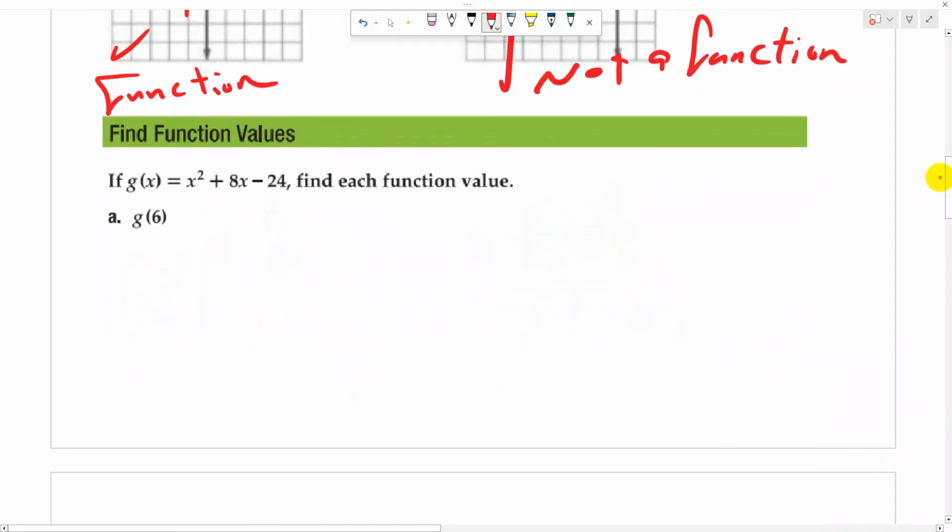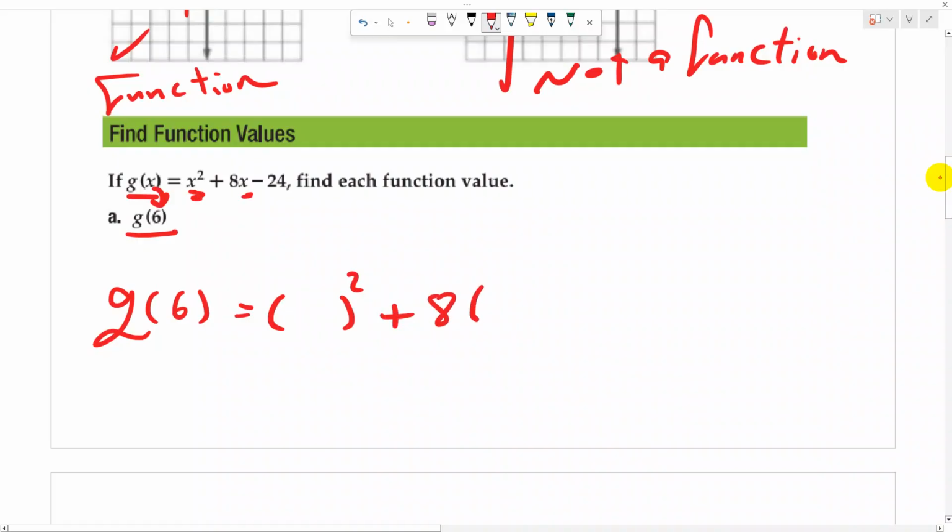Okay, next we need to find the value of the function. For example, if g of x is equal to x squared plus 8x minus 24, so how to find g of 6? Okay, to do this, all you need to do is just replace x with 6. So you will open a bracket squared, each x you replace with brackets so that you can put your input inside of them.